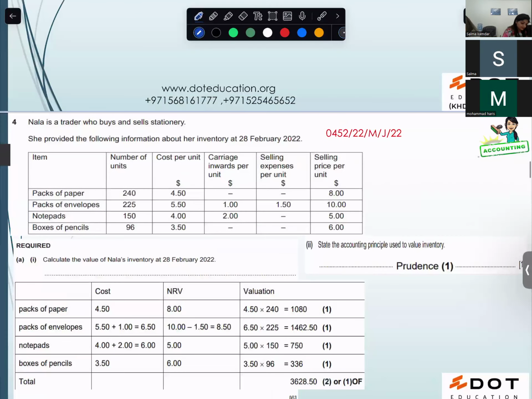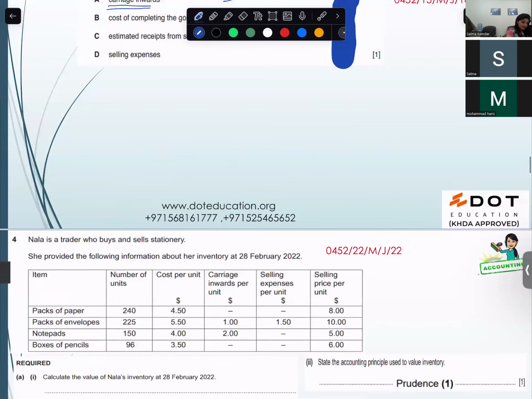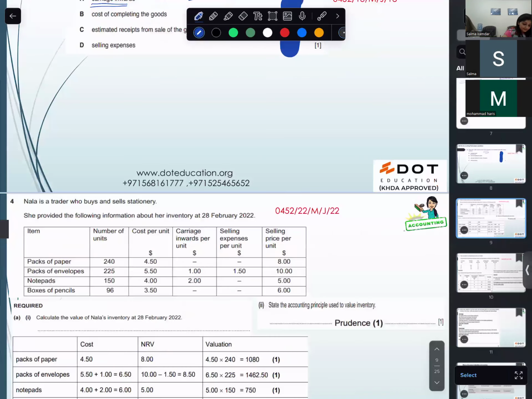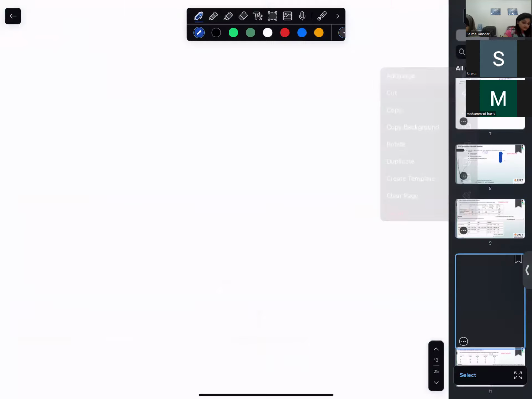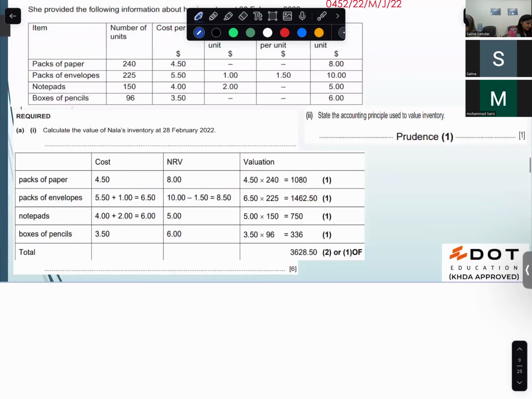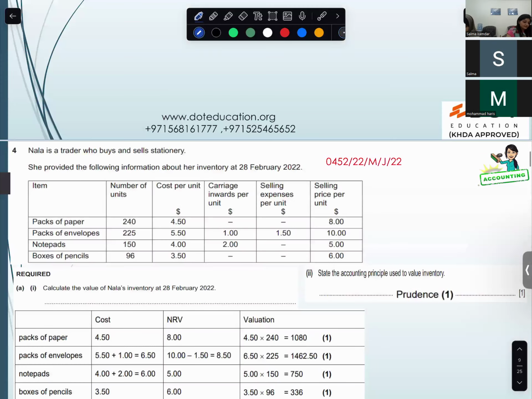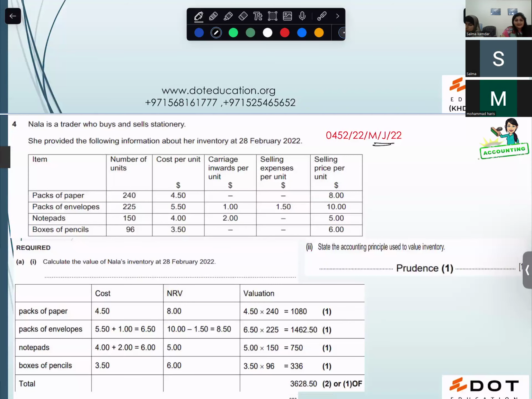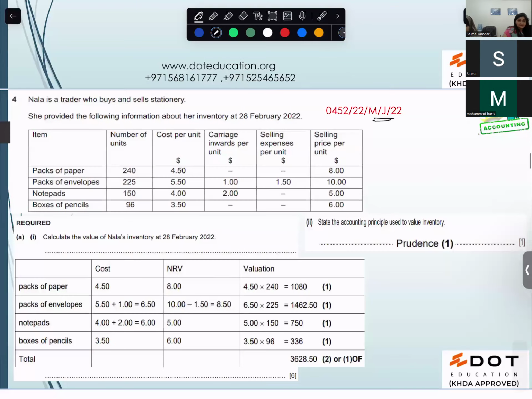Now you have this sum over here and you have to value the closing inventory. I'm giving you 3-4 minutes of time. You can do this sum yourself and give me the valuation of the closing inventory. Okay, I'll pause the video. Understand, this is a sum of May, June 2022, paper 22. Are you with me?